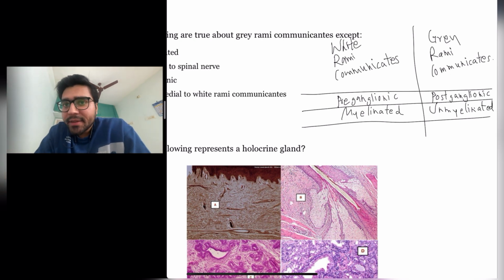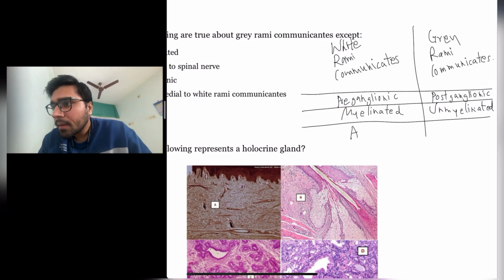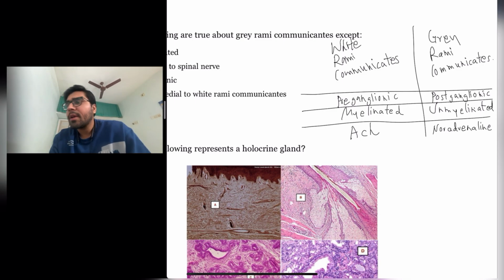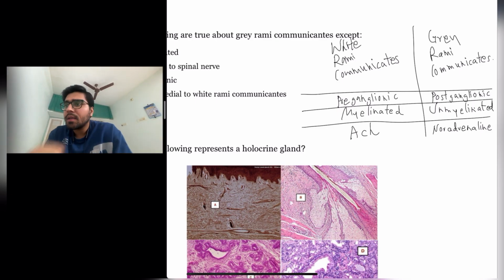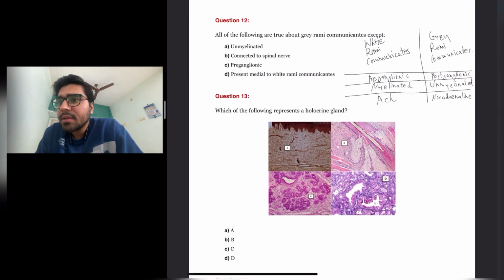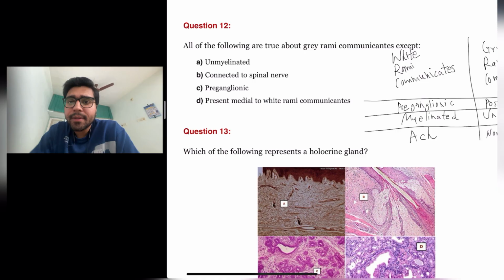White rami communicantes have a neurotransmitter called acetylcholine, and gray rami communicantes have the neurotransmitter noradrenaline.